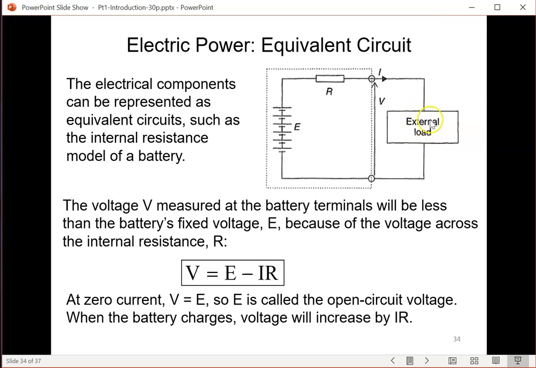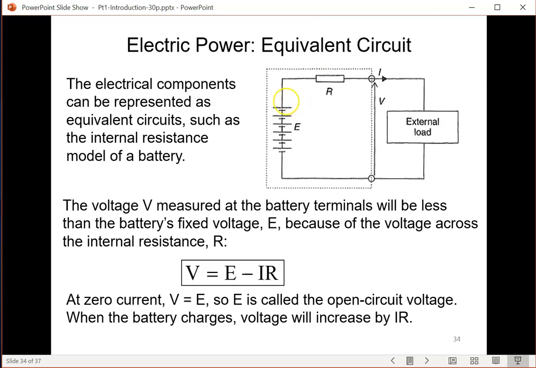Say this is RL, that's a node. Now if you analyze this circuit, the current going through the battery, going through this internal resistor, and going through the node, they're all the same. So current here is the same as current here and current there.